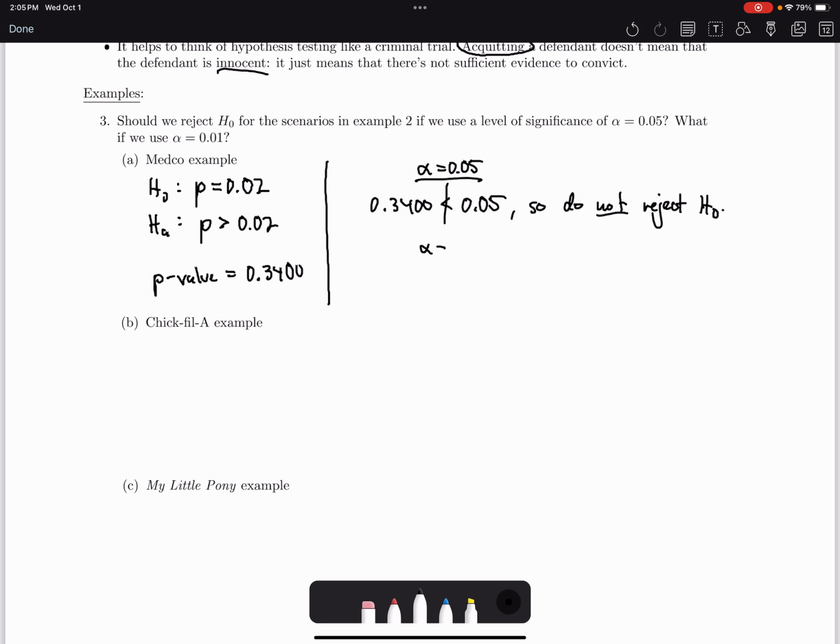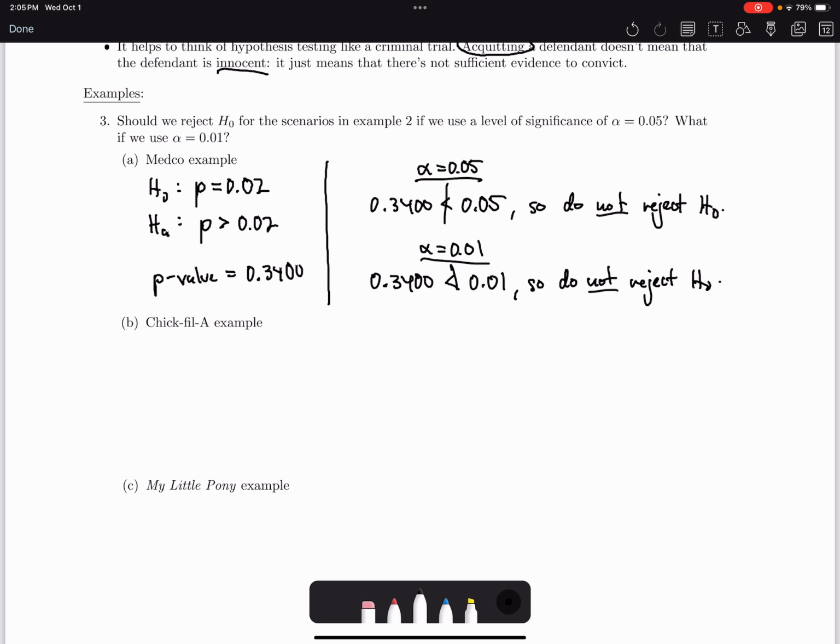What about at the 0.01 level of significance? Well, if we didn't reject at the 0.05 level of significance, we're also not going to reject at the 0.01 level of significance, right? Because it's still not going to be the case. 0.34 is not less than 0.01. So do not reject. Okay, so it looks like in part A, for the Medco example, it doesn't matter what level of significance you use, you're not going to reject the null.